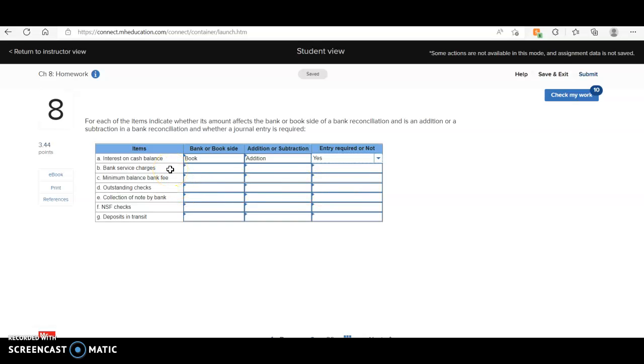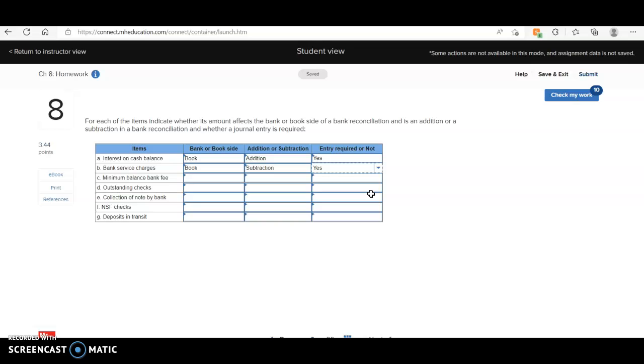Bank service charges. Again, is the bank aware of the charges or were we aware of the charges? Well, if the bank is charging us a fee, that came from the bank statement that they sent. That's what tells us how much of a bank service charge there is. So that means that if the bank statement said it, we didn't know about it yet. So that's going to be a book side adjustment again. A service charge is something we're paying, so that's going to subtract from our cash balance. And then again, because it's a book side, yes, we have an entry.